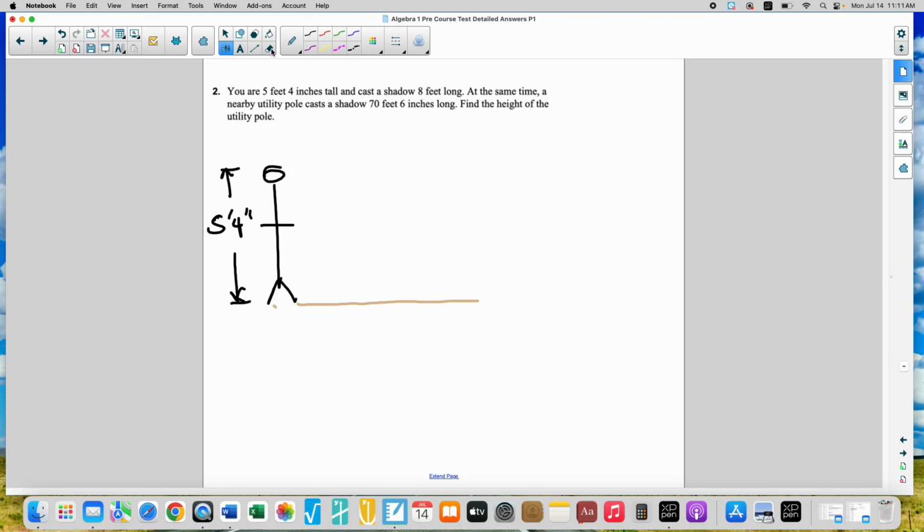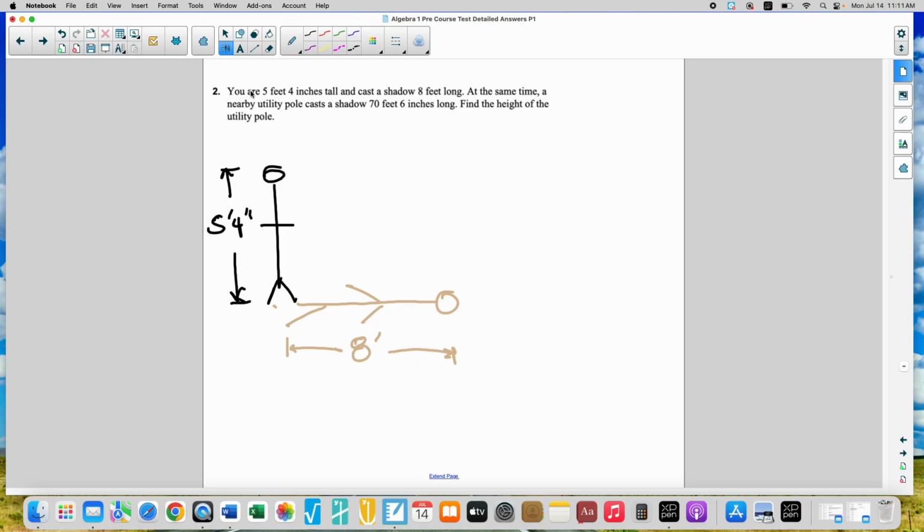So there's the head. Let's draw the head here. So my shadow, there's my head, there's my hands and my feet. So that shadow is going to be 8 feet long. 1 dash is foot, 2 dashes is inches, IN. That's how I always remember it.